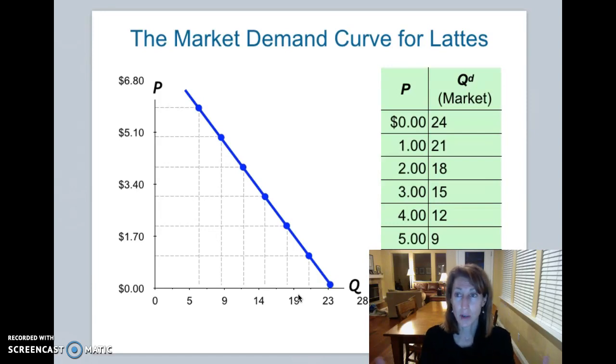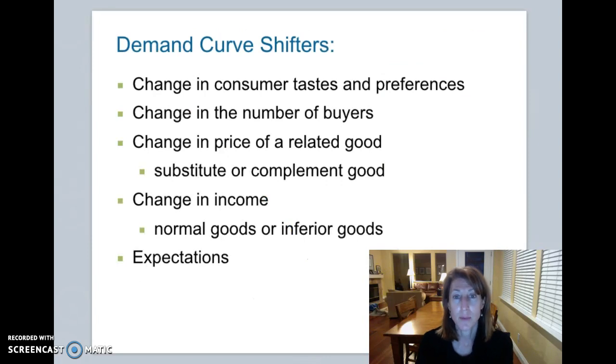There's lots of things that go into this demand for lattes. What are they? There's consumer preferences. What are the other things that we might be choosing between to drink? So we call those shifts. And as your book describes, we call them demand curve shifters. These are things outside of what we're modeling, price and quantity, that could affect how much we want to buy or not buy of lattes.